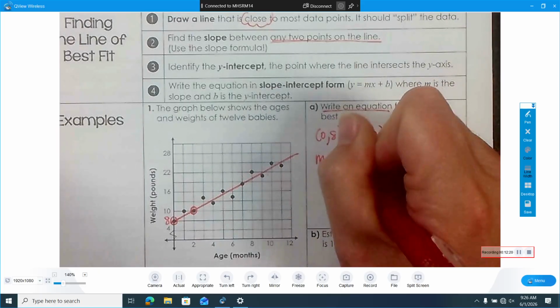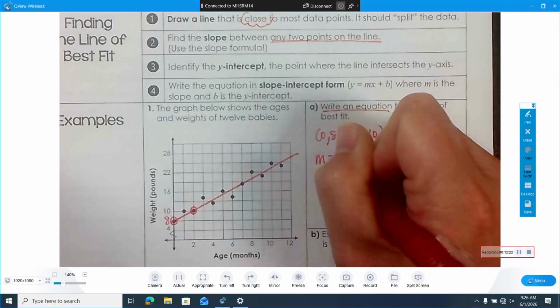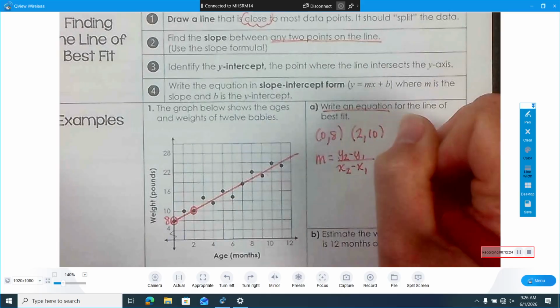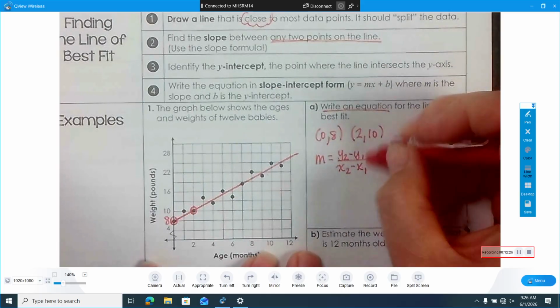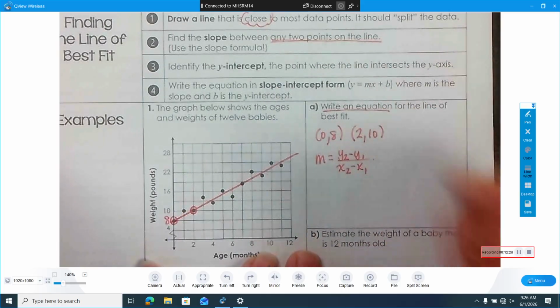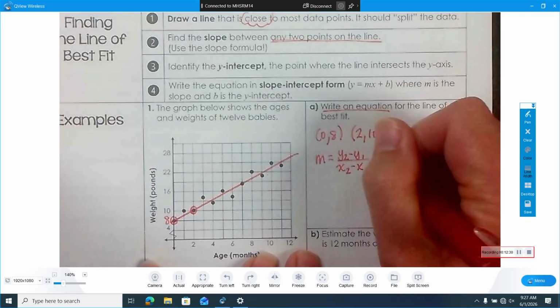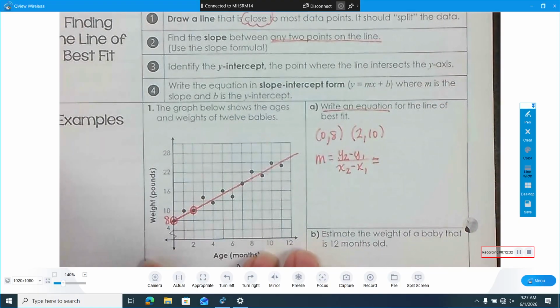It's y2 minus y1 over x2 minus x1. Do you remember that formula? That was a long time ago. I think that was first semester, I think. So that was a really, really long time ago.